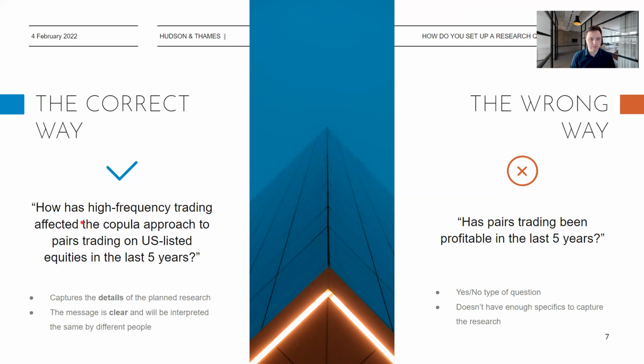So: how has high frequency trading affected the popular approach to pairs trading on US listed equities in the last 5 years? Note also that this question, and in fact the last question, is very clear. Again, in my analogy where you are in a room with fellow researchers and you present to them this question, all these terms should be very well understood by everyone. It should be very clear what you are trying to answer.